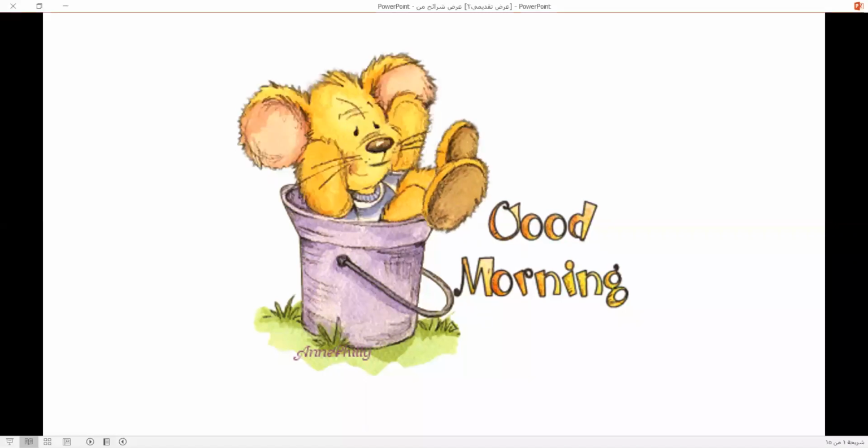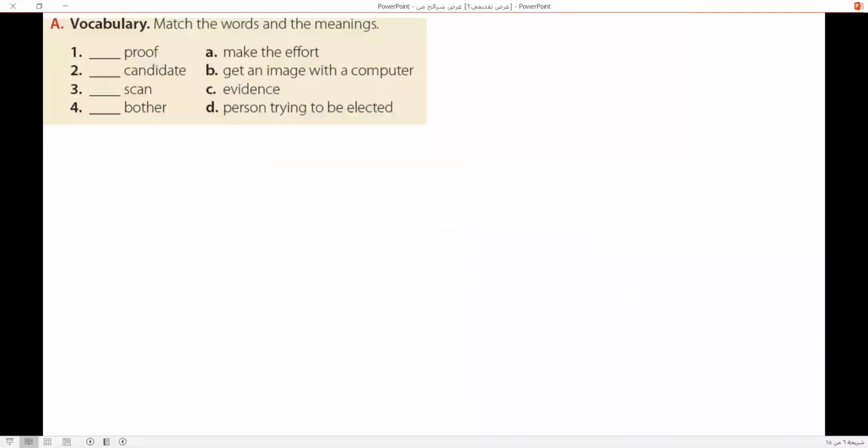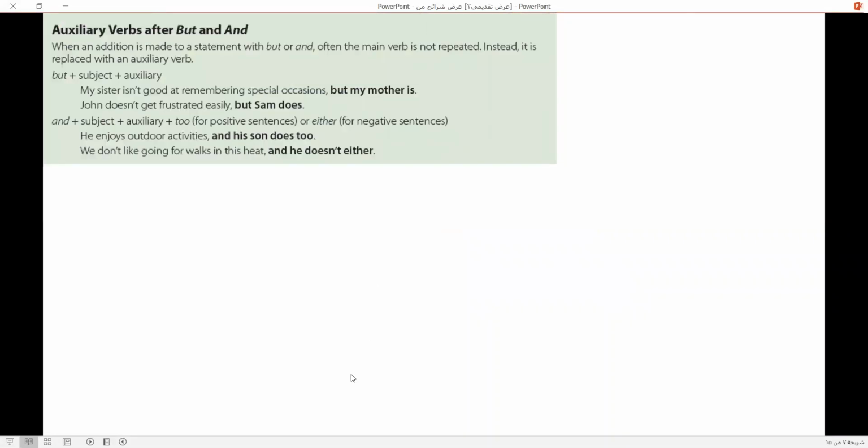Okay. The last thing that we stopped at was in Unit 6, we have the auxiliary verbs with but and. Okay, here we said, if you remember, Salif, it's on page 84, I think. Let me check. Yes, page 84. Right. In the grammar here, we have auxiliary verbs after but and.